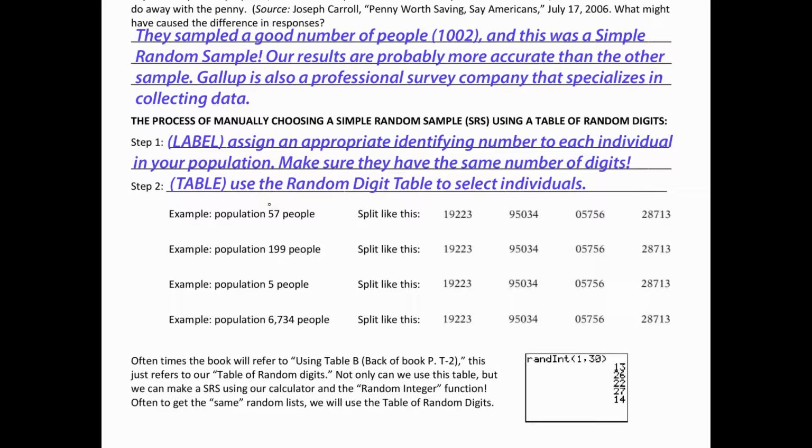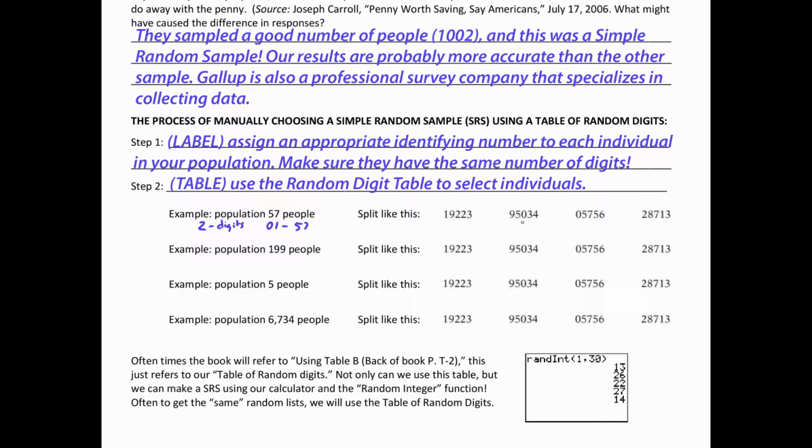The first example has a population of 57 people. Now 57, you have to know that that is 2 digits because that is going to be super important for what we're doing. As I'm labeling these people, I'm going to start at 01, which has 2 digits. That stands for 1. And I'm going to go all the way up to 57. So everybody would get their own unique identifying number.